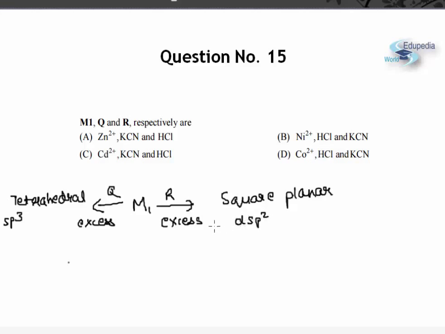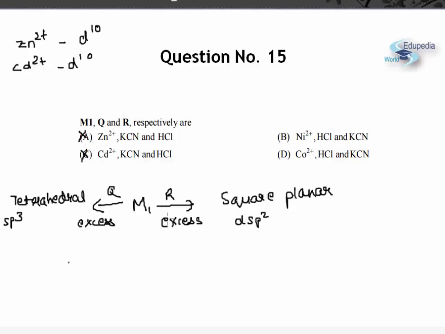Now the moment I see this, my options A and C are ruled out immediately. Why? Because both Zn2+ as well as cadmium 2+ have a d10 configuration. Their d orbitals are completely filled. Okay, so they both have a d10 configuration, and as such dsp2 hybridization won't be possible. So options A and C are ruled out. Now let us look at options B and D.